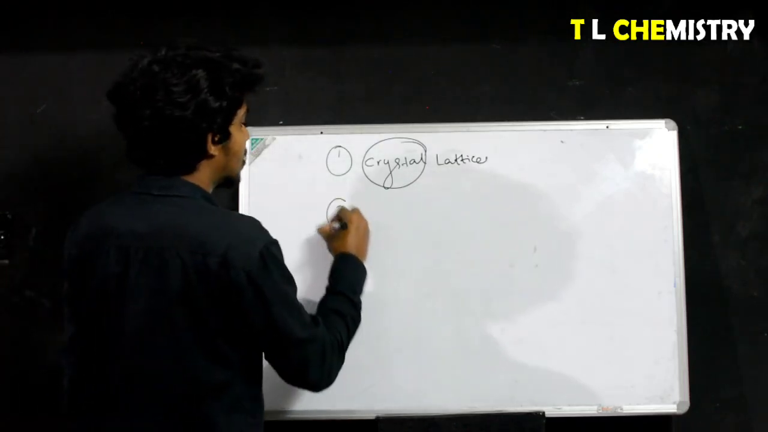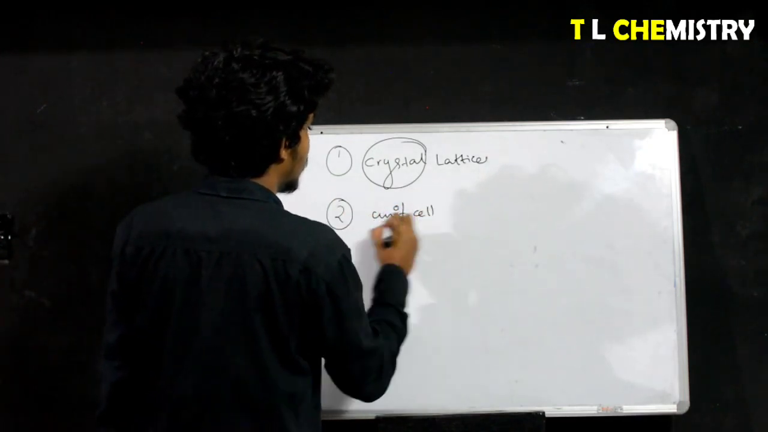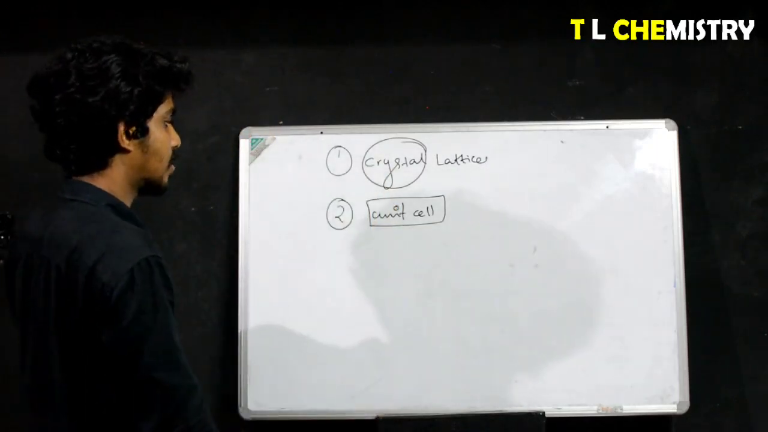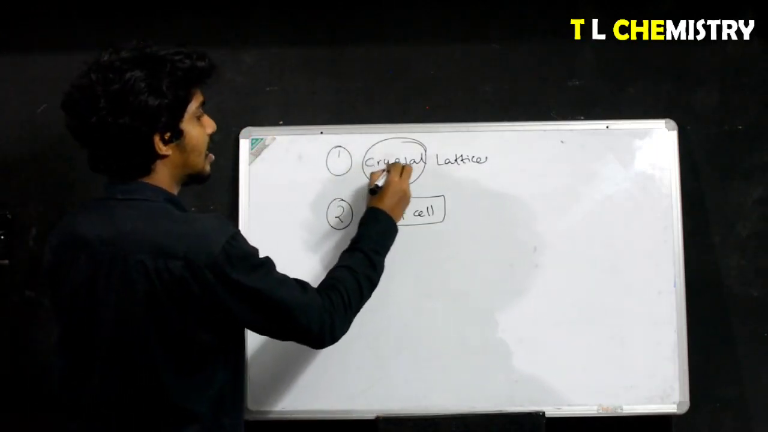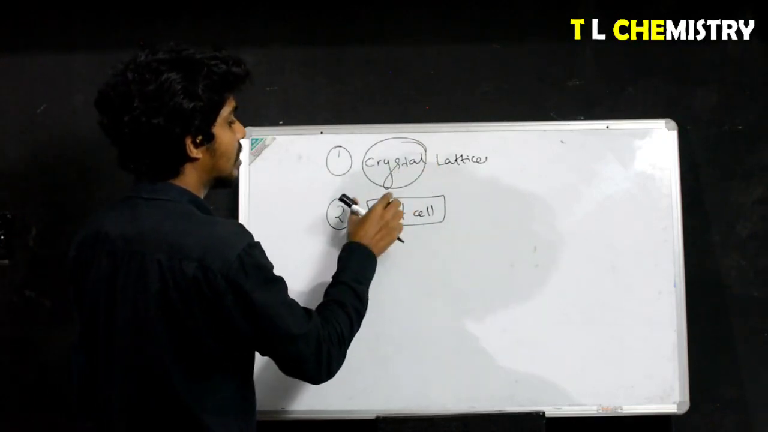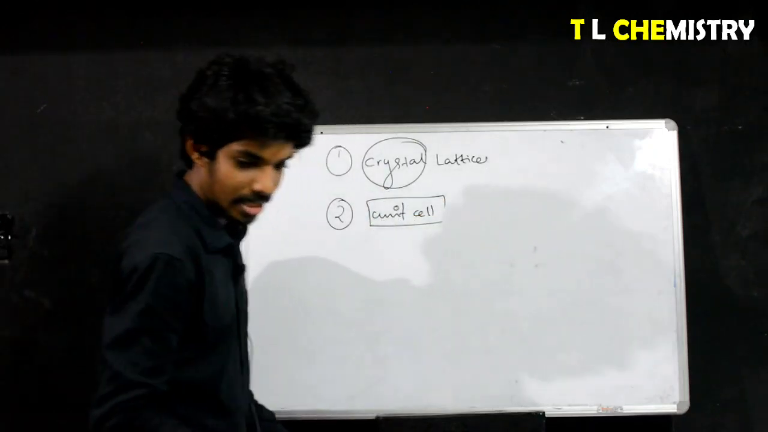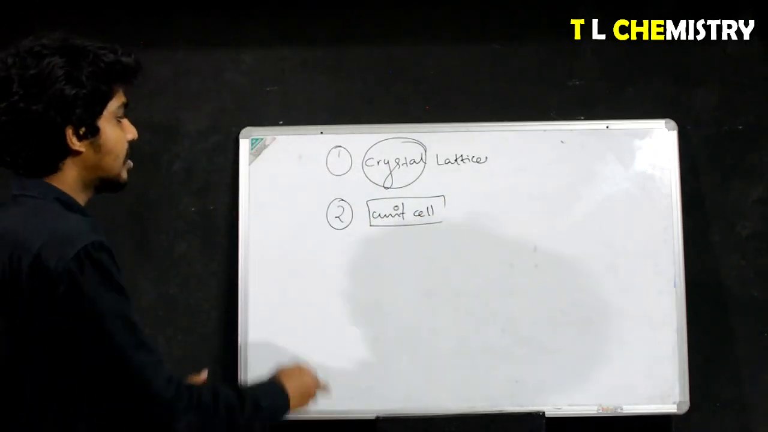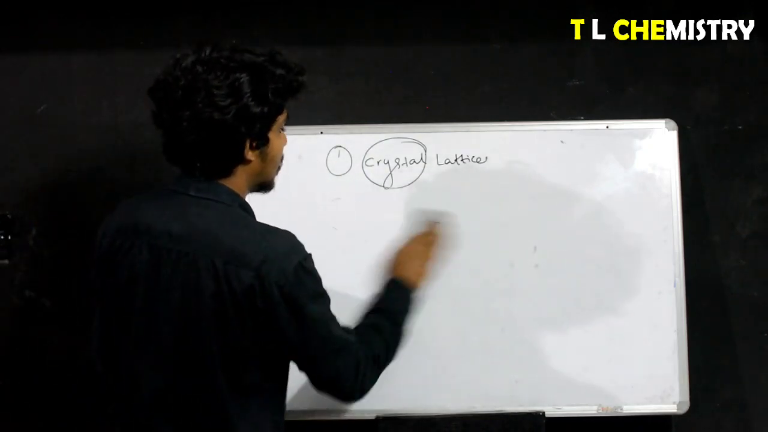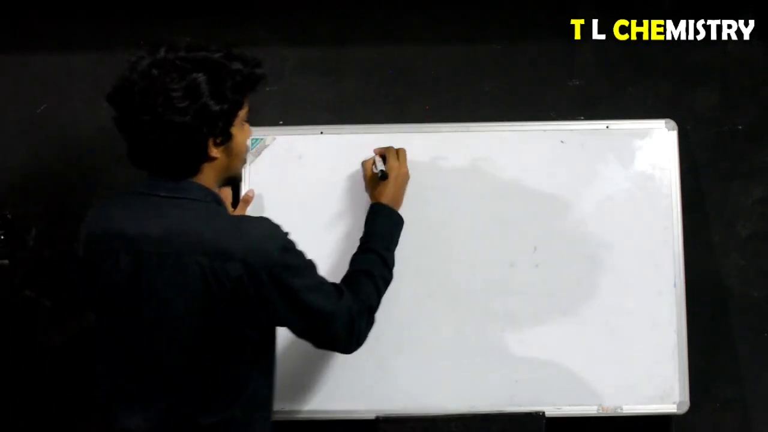So another term is unit cell. The unit cell is the repeating unit of the crystal lattice, which means that the entire crystal is formed when the repetition of the unit cell is present. That is, the repeating unit of the crystal lattice is said to be the unit cell. Let's take the dimensions of the unit cell.